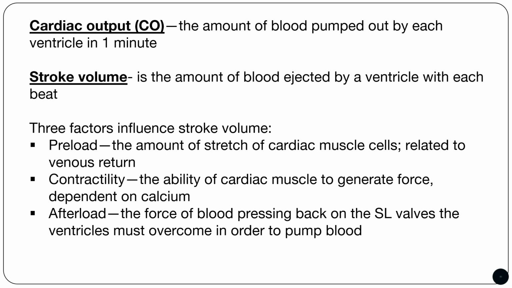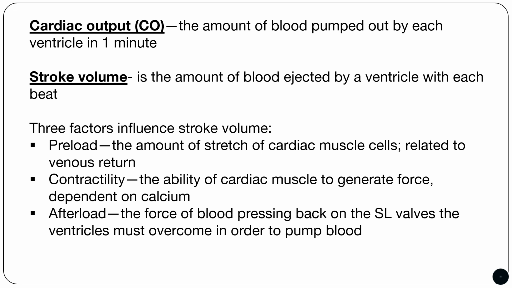All right, let's talk a little bit about how we measure how well the heart is doing. You will hear a lot of these measurements talked about if you're working in cardiology or in a hospital. So cardiac output is the amount of blood pumped out by each ventricle in 1 minute. Stroke volume is the amount of blood ejected by a ventricle with each heartbeat. So on one of those, we're looking at a unit of time, whereas the other one, we are looking at the magnitude of how much the heart is actually pumping with each contraction of those muscles.